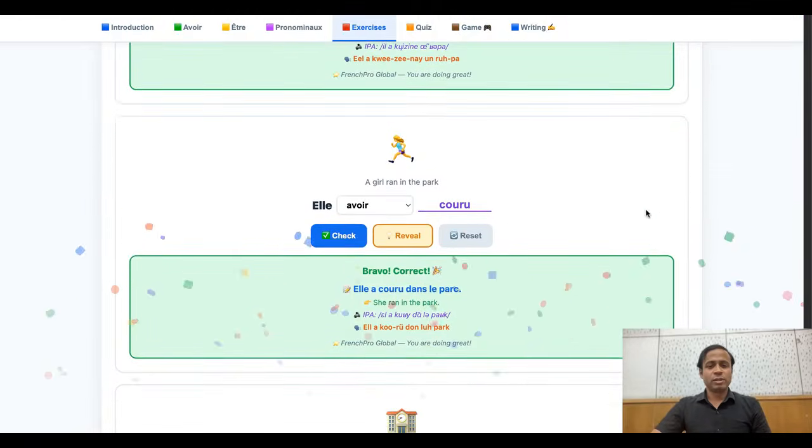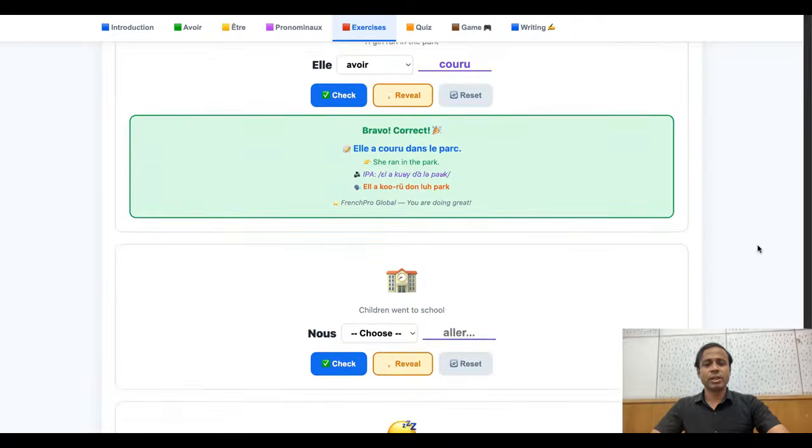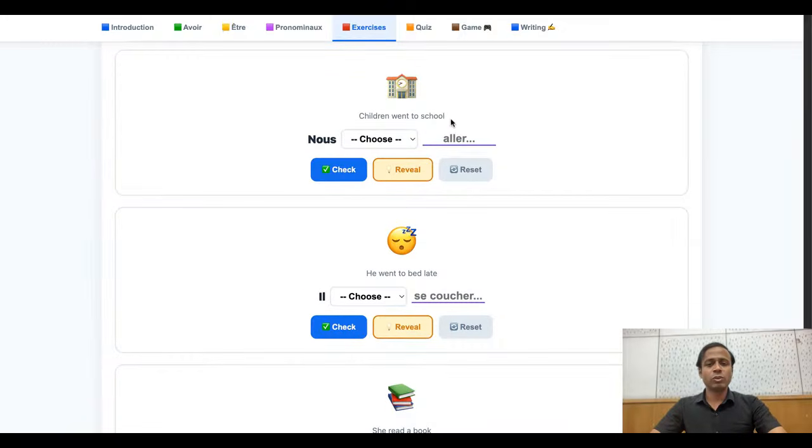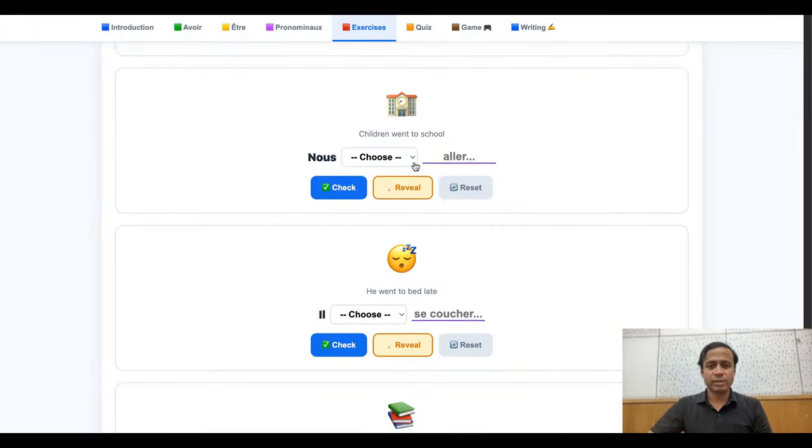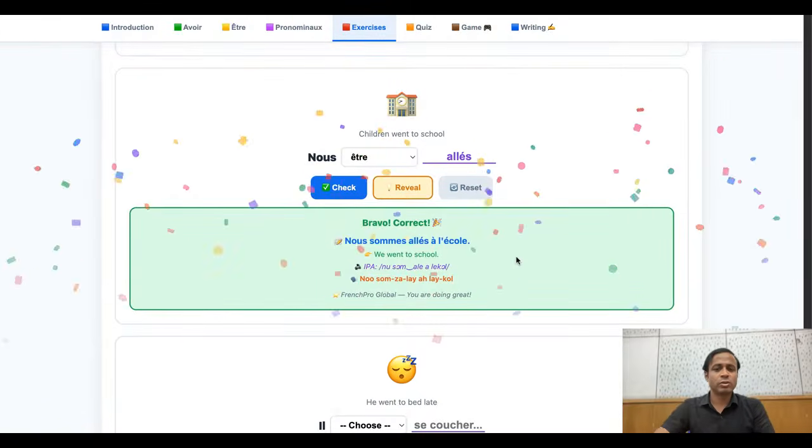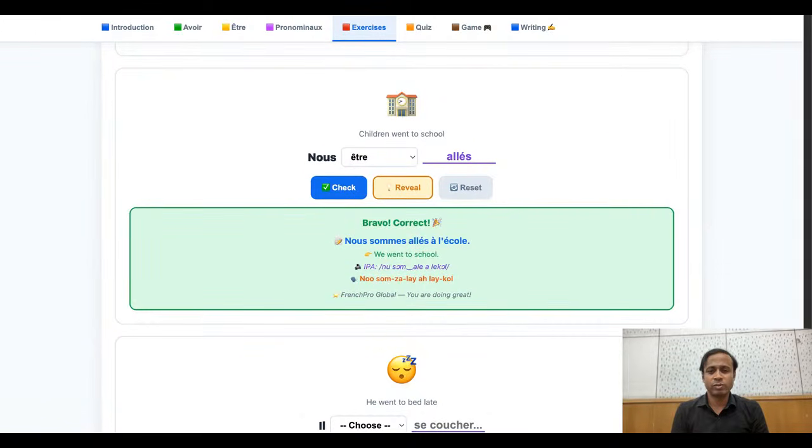Now see the full sentence. Elle a couru dans le parc. So she ran in the park. Fine. Now third: children went to school. So here, nous. Tell me, aller will take avoir or être? Être. And then what is the past participle? Allé. You have written allé. It can be with an s also. Yes, nous sommes allés à l'école. We went to school. Fine, your answer is right.